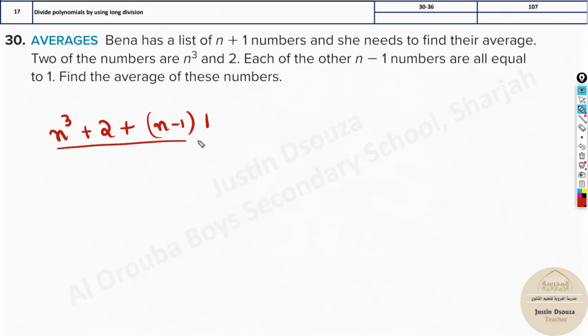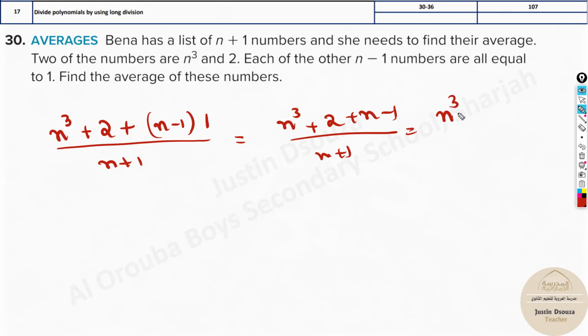Now divided by, what are the total numbers? Total numbers are n plus 1. This is the main equation to write. Once you write this, then you can solve it. N cube as it is, plus 2 plus n minus 1, divided by n plus 1. The denominator remains. Now when you simplify this further, you will get n cube, I'll write plus n, and lastly plus 1 divided by n plus 1.